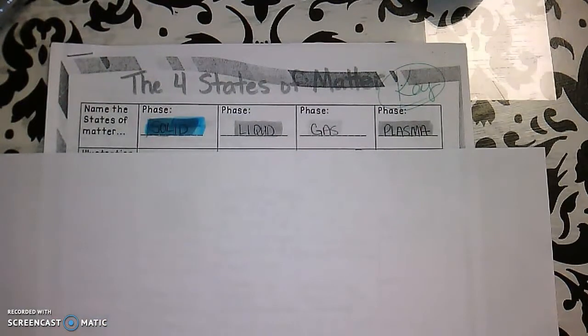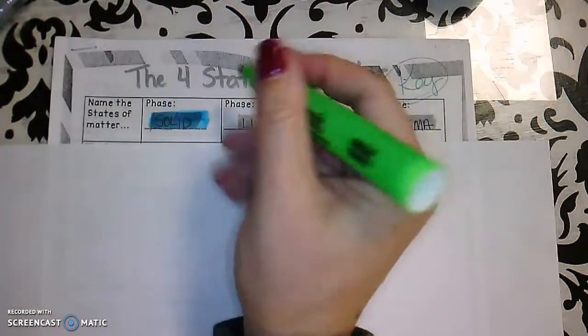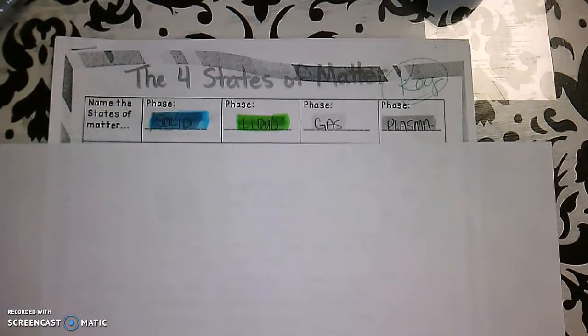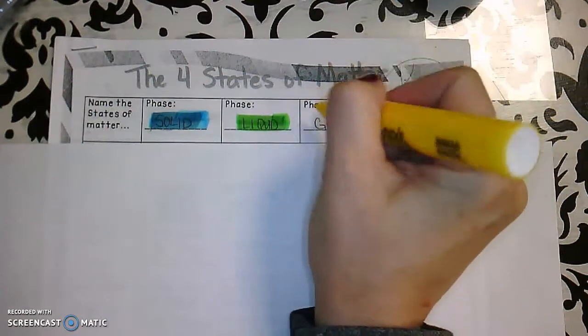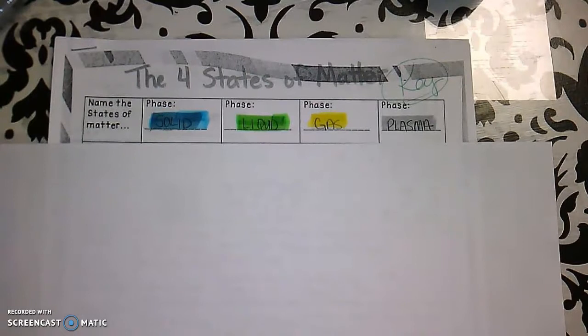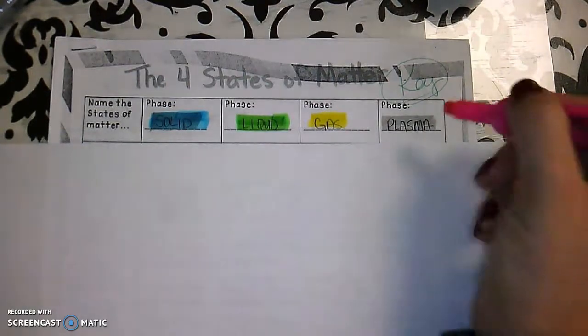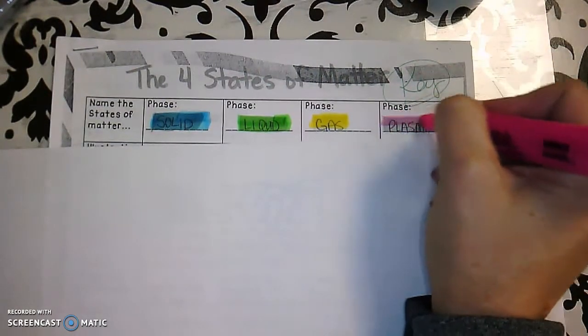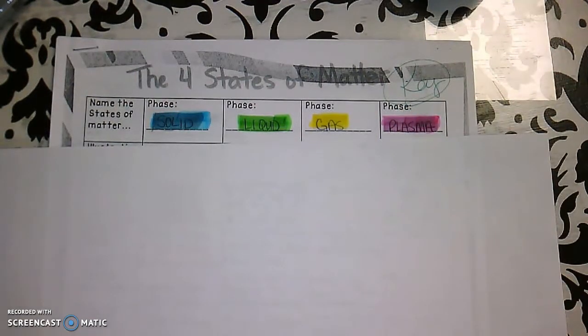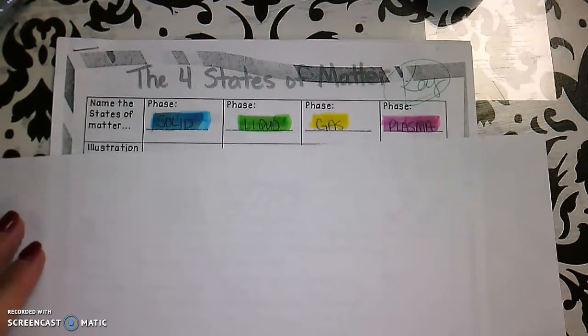So our first state of matter that we have is solid. Then we have liquid. Then we have gas. And last, we have plasma. And plasma is the one that people usually forget about, that 4th state of matter. Solid, liquid, gas, and plasma. Those are our 4 states of matter. Okay, so we're going to work through this little chart together comparing those 4 states.